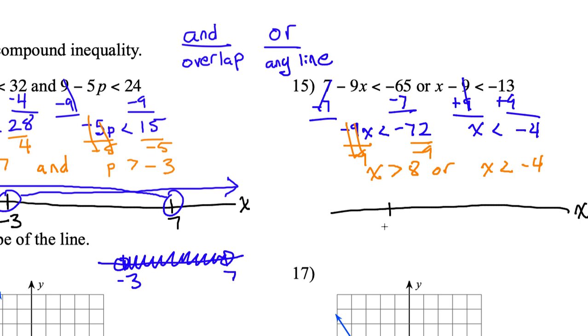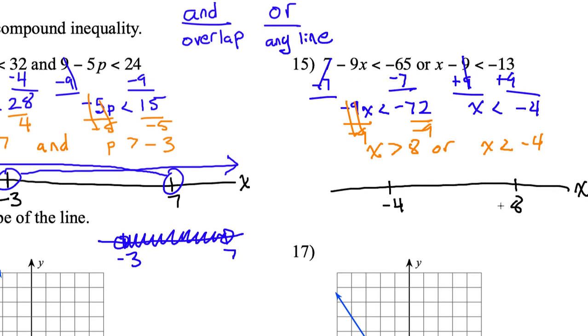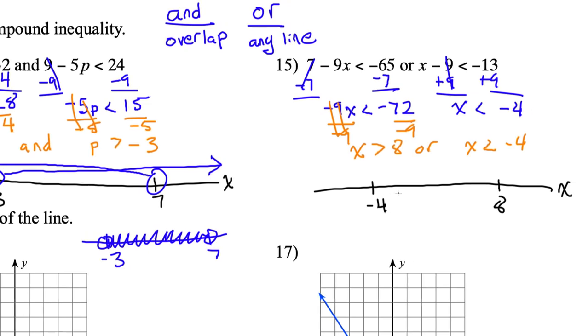I'm going to graph -4, which is to the left of 8. And I've seen 2 students so far that made this mistake of putting 8 on the left-hand side and -4 on the right-hand side. So be careful that the more negative number is on the left-hand side, or the smaller number maybe, if that's how you want to think of it.